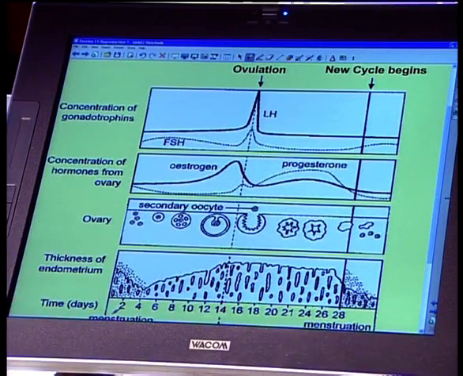So the cycle starts. Your cycle as a female starts on day 1, and that day 1 is the first day of menstruation. All right, so that is how your cycle runs. The last day, just before you start menstruating, should be day 28 if you have a normal cycle. That is the last day of your cycle. Your first day starts with menstruation.